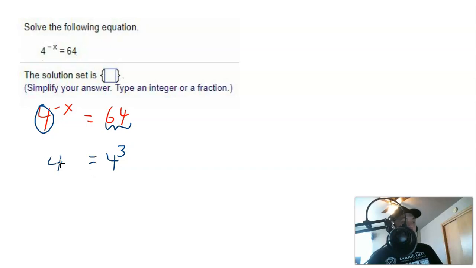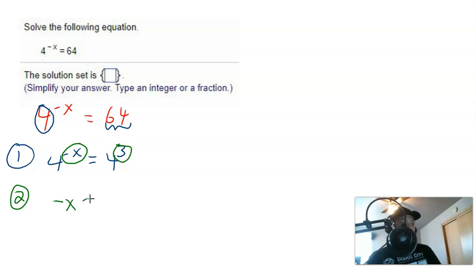I'll leave the left-hand side the way it was already given to me. And that's step 1. Rewrite both sides of the equation as exponents with the same base. Step 2 is set the exponents equal to each other. So I can take the exponent from the left-hand side and the exponent from the right-hand side and set them equal to each other.